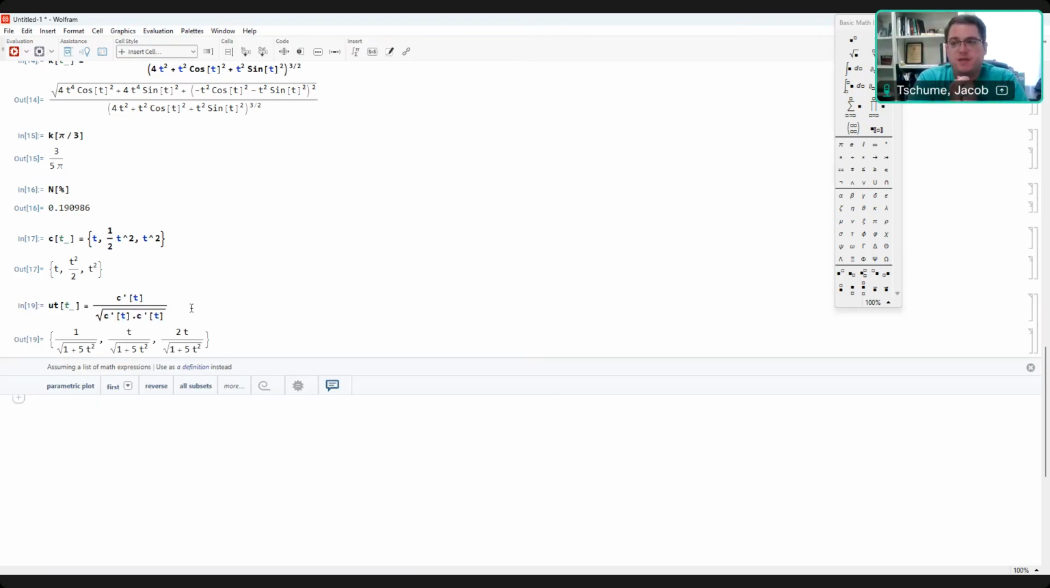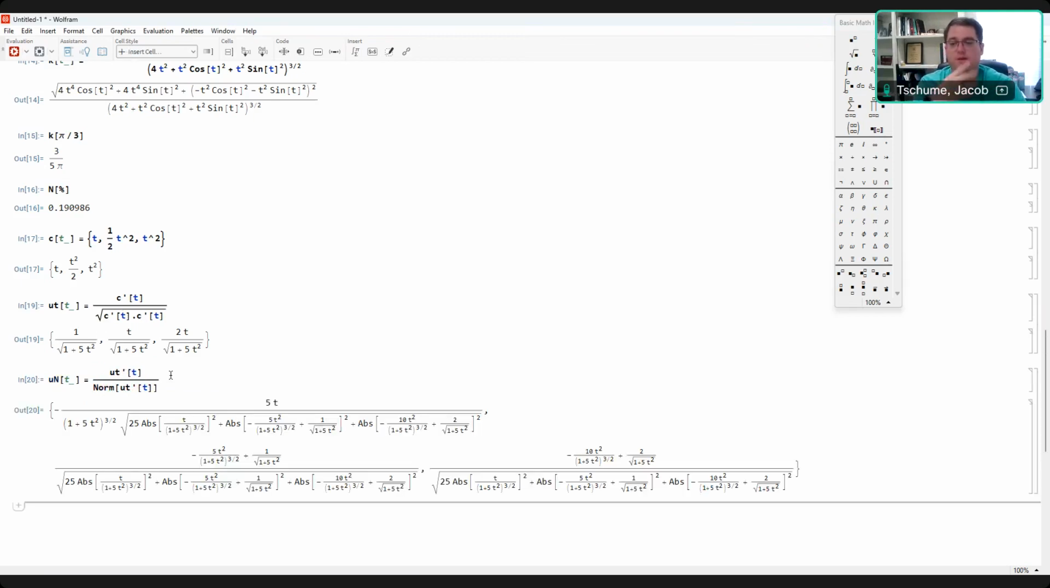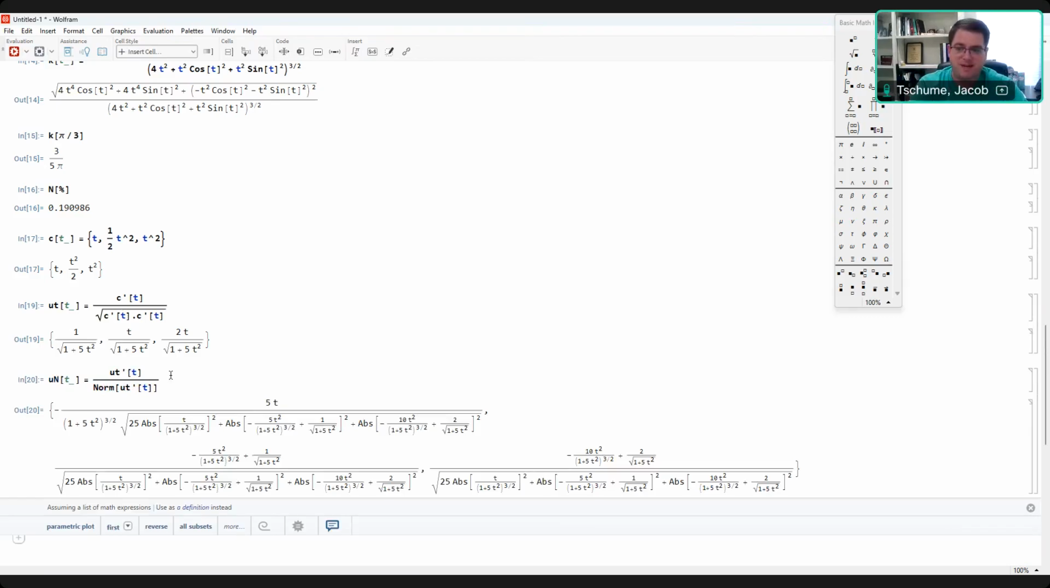That's all it takes. And now that you have unit tangent, you can use this to help you find unit normal. So for unit normal, we're going to do un of t, right? The formula for unit normal is the derivative of unit tangent. So I have to do ut prime of t divided by its magnitude, which is the norm of ut prime of t. So I'm taking the derivative of what I just found and dividing it by its own magnitude. And when I have Mathematica go to find the unit normal, oh no, there's those ABS values again.